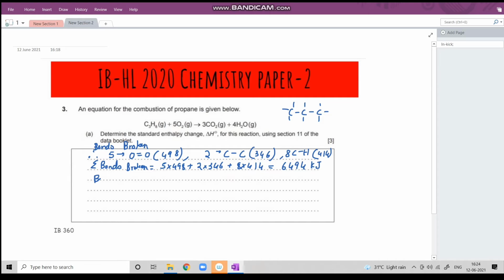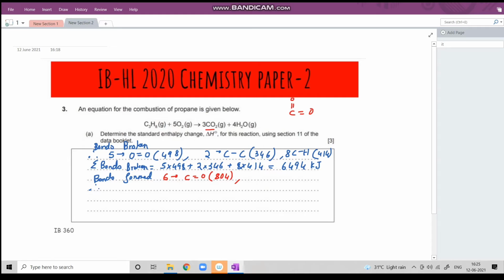Now bonds formed. We need to find out which bonds have been formed. Here I have CO2. On the reactant side there are no C double bond O bonds. So a total of 6 C double bond O bonds have been formed. I can say 6 moles, because there are 3 moles of CO2 and each mole contains 2 C double bond O bonds, a total of 6. The bond enthalpy here is 804.